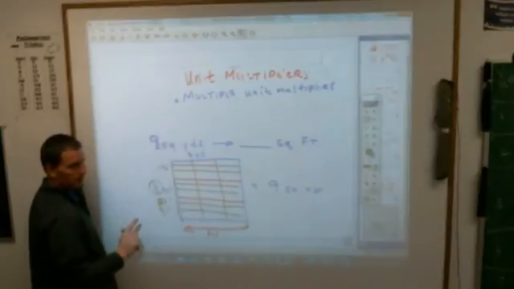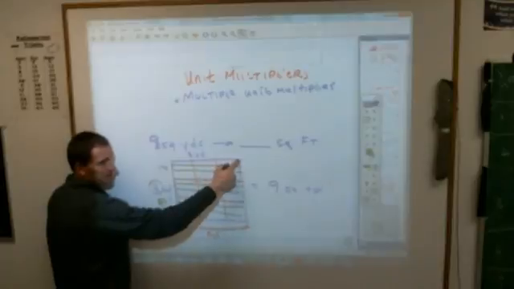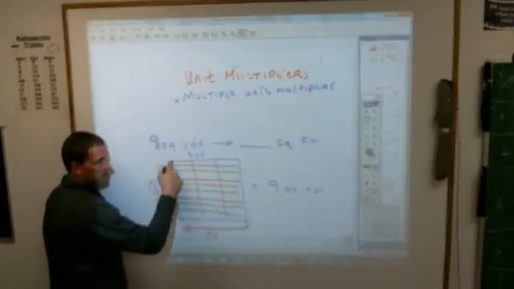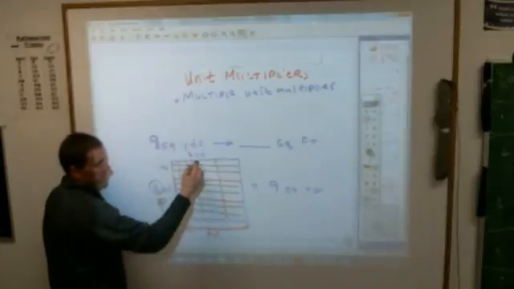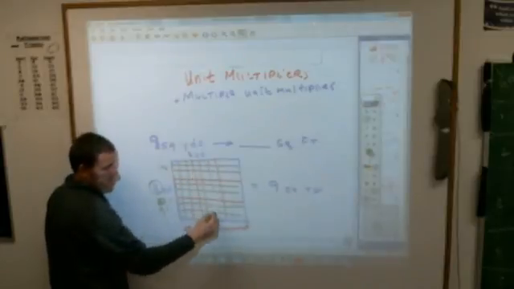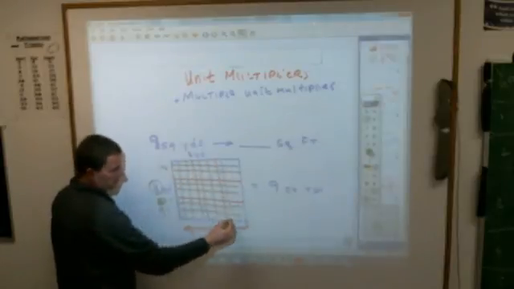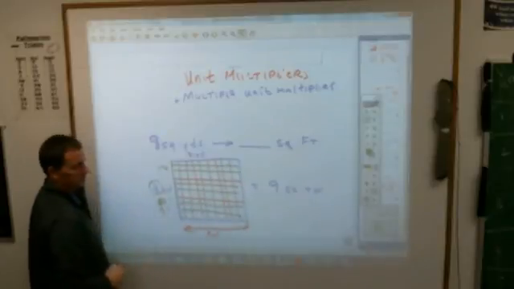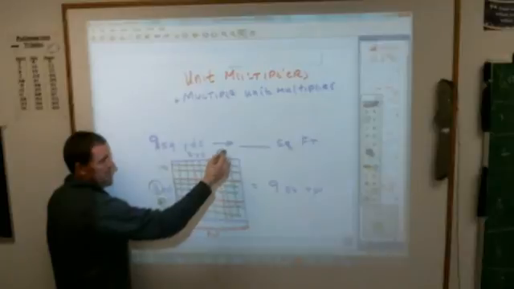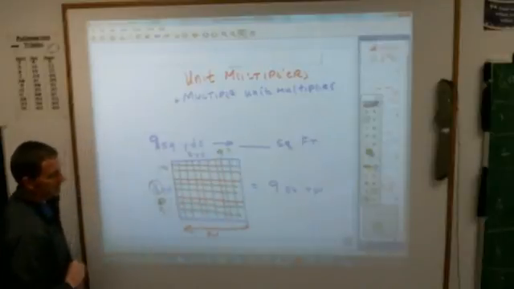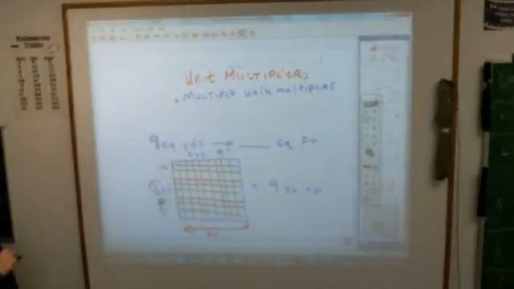Okay, but that's not all. You have to do the same thing for this dimension as well. In other words, this 1 yard also gets split into 3 feet. This one also gets split into 3 feet. This one also gets split into 3 feet. And that makes this 3 yards the same thing as 9 feet. Correct?